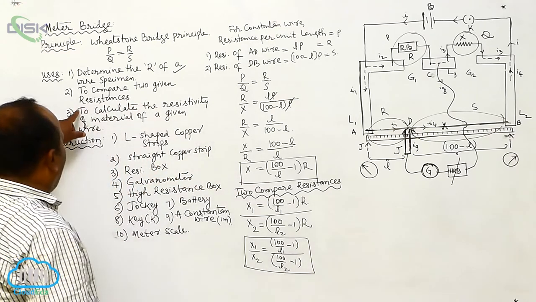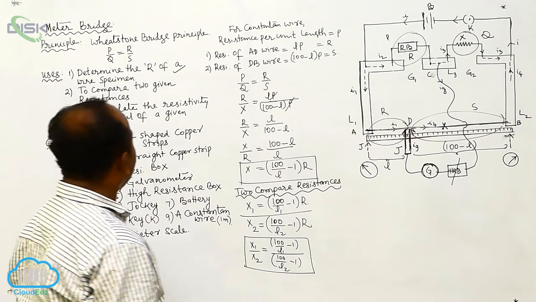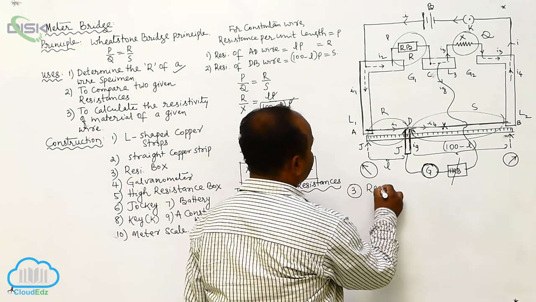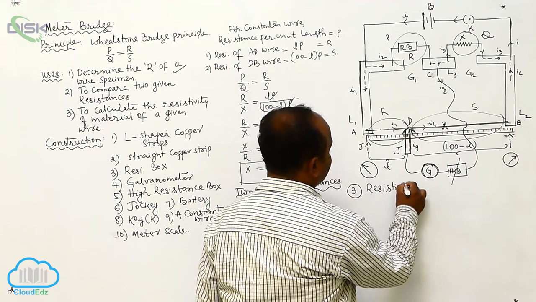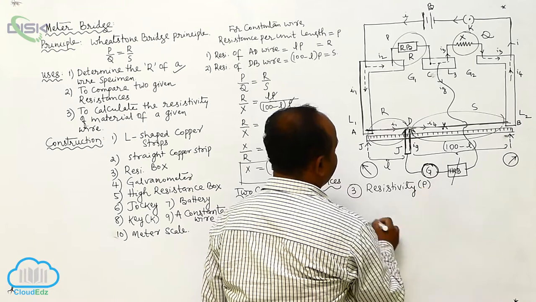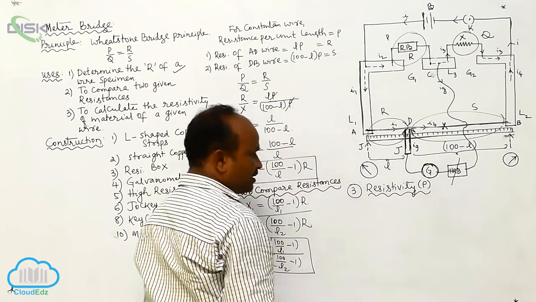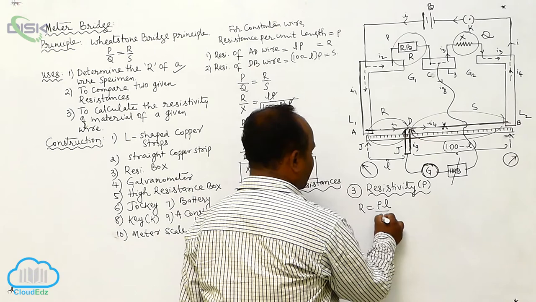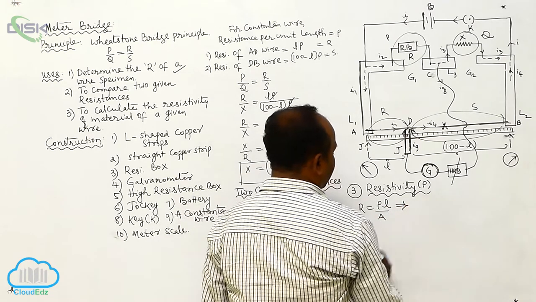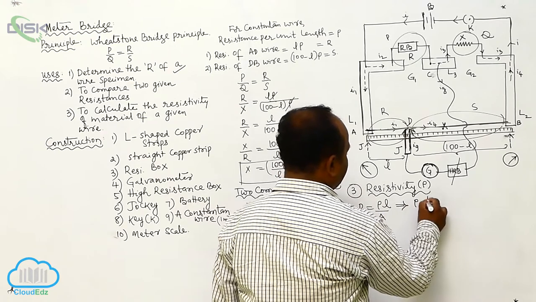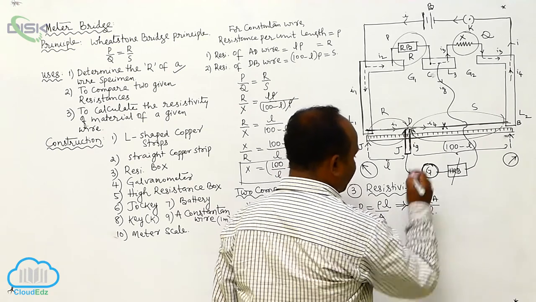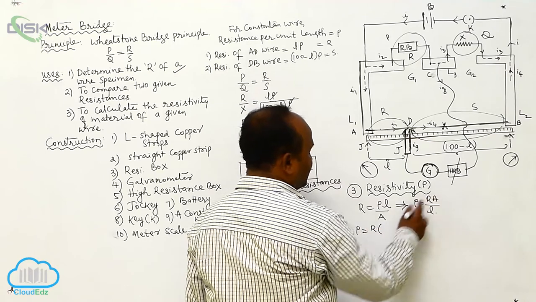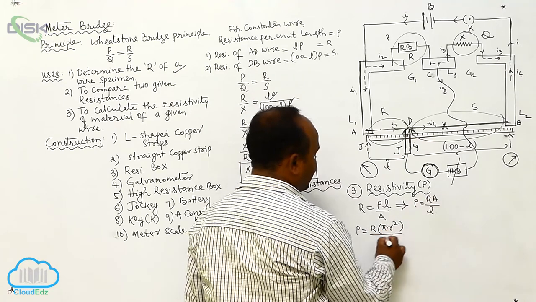What is the third use? To calculate the resistivity of the material of the given wire. To calculate the resistivity, we already know that resistance is equal to rho into L by A. From this formula, rho is equal to R A by L. Therefore, rho is equal to R into A, where A is the cross-sectional area, pi r square, by L.